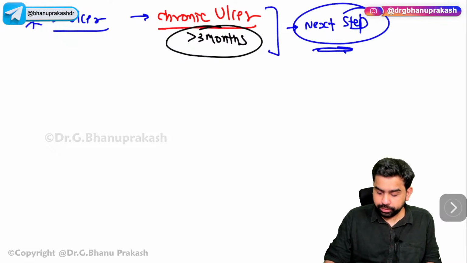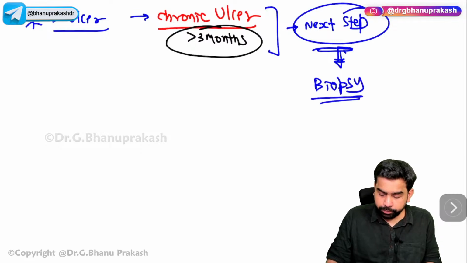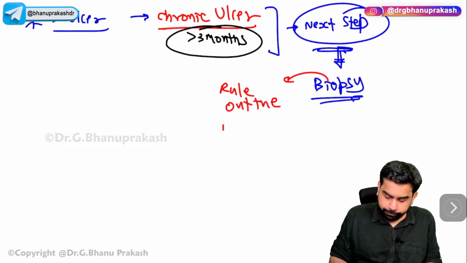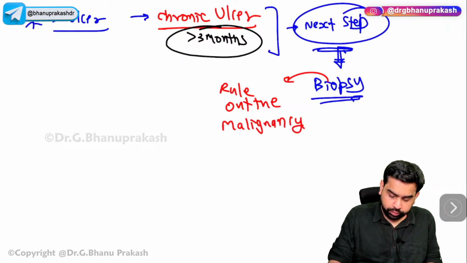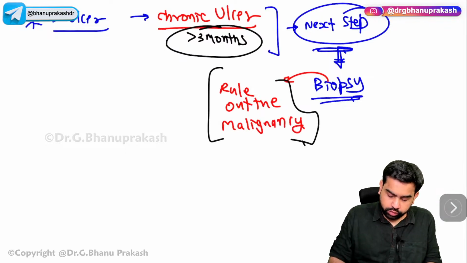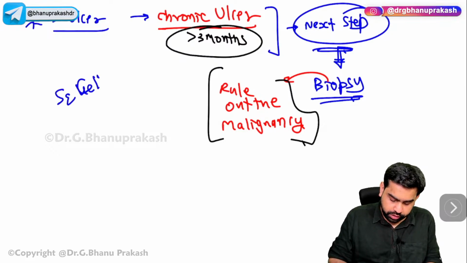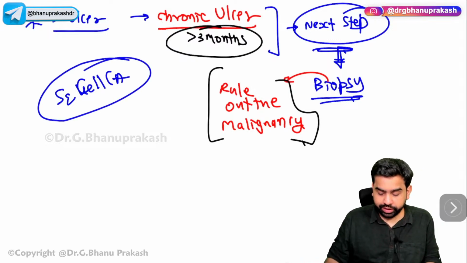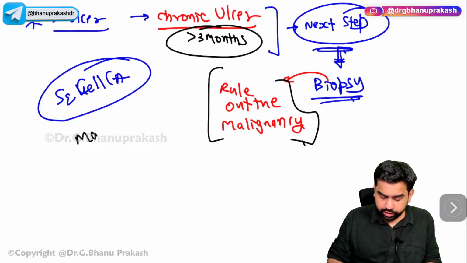The next step in the management of this particular patient is a biopsy. Why biopsy? Because you want to rule out the malignancy, and that is why what you have to perform over here is a biopsy. So what type of malignancy can happen over here? The squamous cell carcinoma, the low grade squamous cell carcinoma. So what are we trying to rule out? We are basically trying to rule out the Marjolin's ulcer.